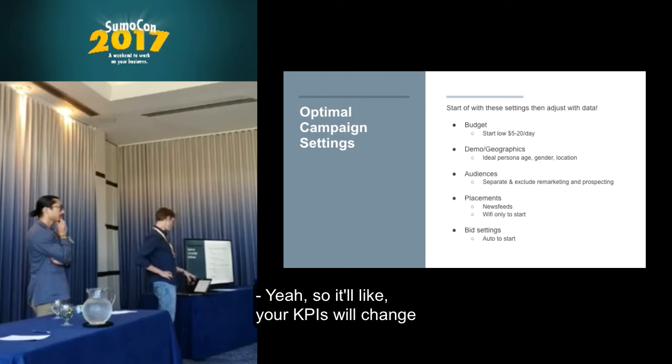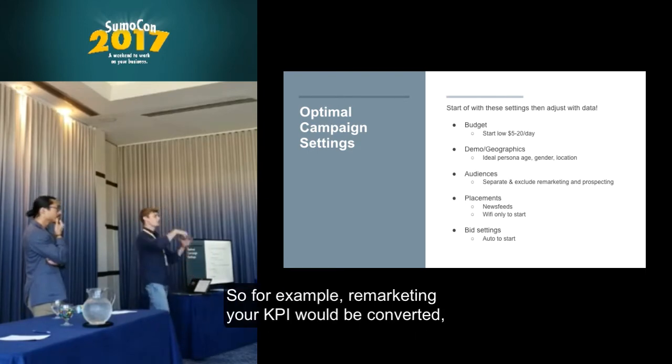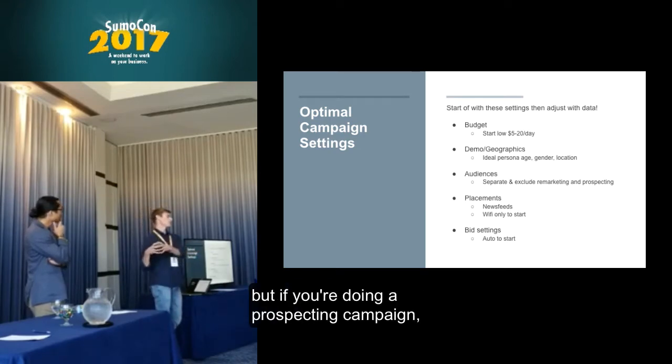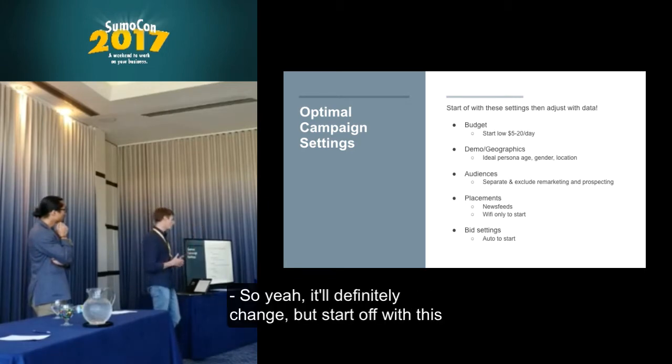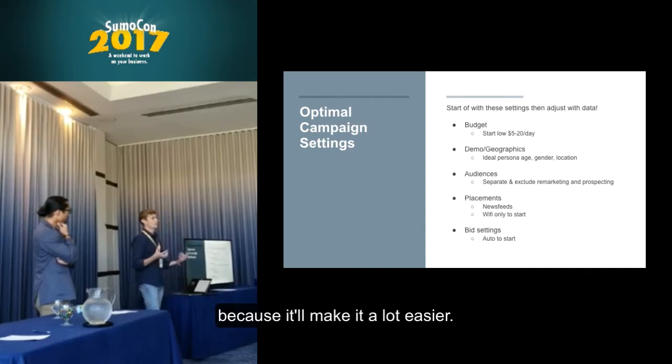Yeah. So your KPIs will change depending on the bucket. For example, for remarketing, your KPI would be conversions. But if you're doing a prospecting campaign, your KPI might be cost per click because you're just trying to widen your funnel and get people to the website. So it'll definitely change, but start off with this because it will make it a lot easier.